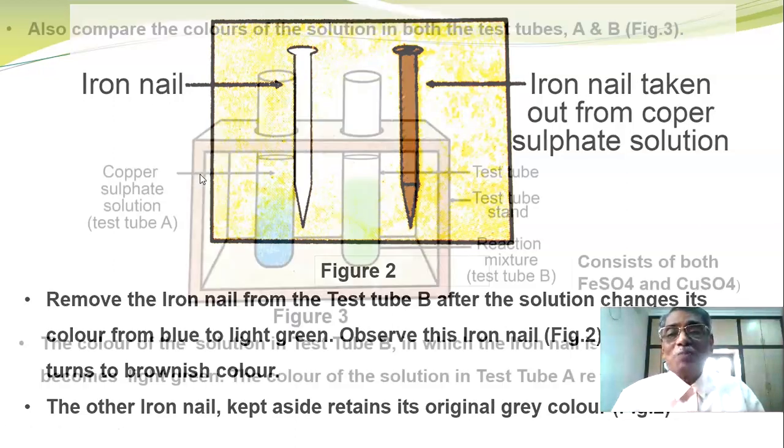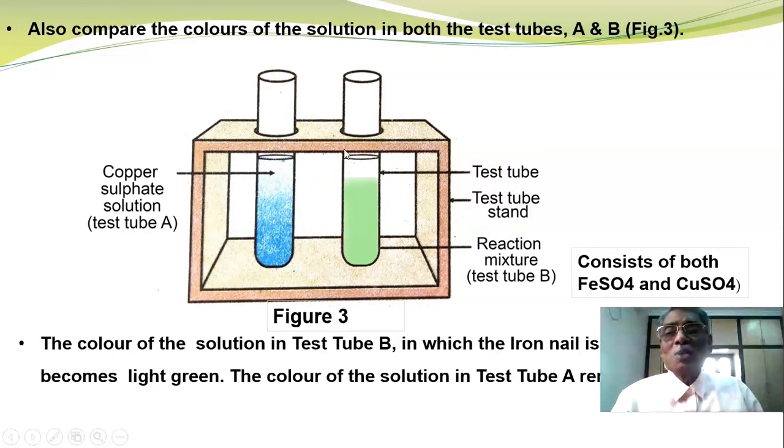This is one observation. Now, also compare the colors of the two solutions in test tube A and test tube B. The solution in test tube A, where the iron nail was kept aside, retains its blue color, whereas the solution in test tube B, in which the iron nail is immersed, turns light green. See, this test tube B has the reaction mixture, which consists of both FeSO4 and CuSO4. Let us see how.